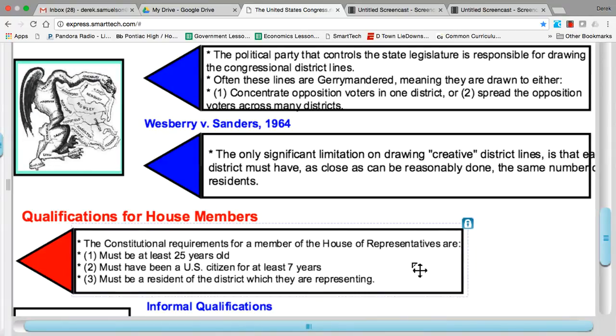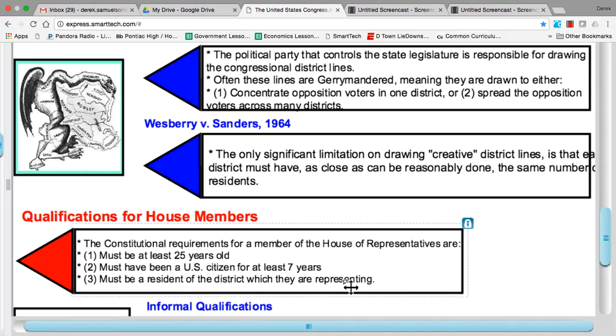So who gets to be in the House? There are 3 legal requirements for members of the House. They're right in the Constitution. You have to be 25 years old, at least. You have to be a U.S. citizen for at least 7 years. So you can have moved from Canada and you can serve in the House of Representatives, but you have to have gotten your citizenship at least 7 years prior to that.